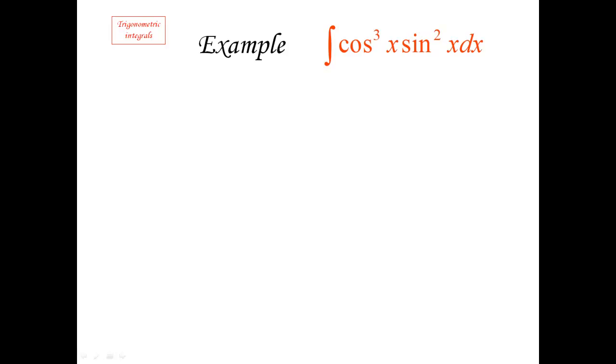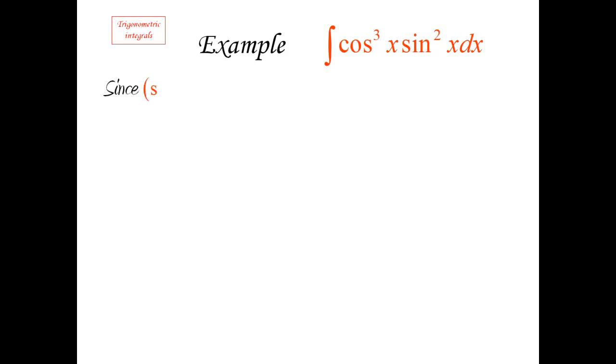For instance, cosine cubed of x can be thought of as cosine x as the inside and the cubed as the outside. So that's a composite function that suggests possibly a substitution. And so is sine squared of x. We can think of sine x as the inside and the square as the outside. But the choice here is actually one way only.